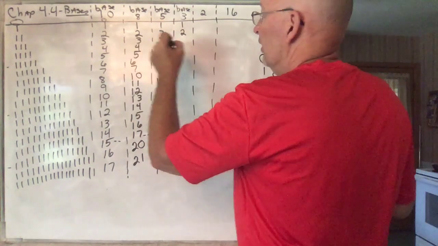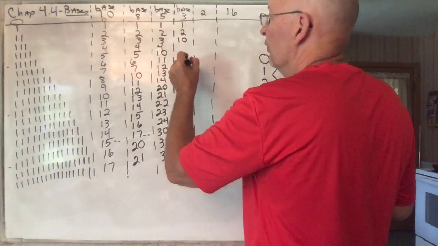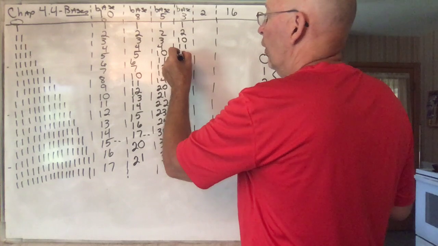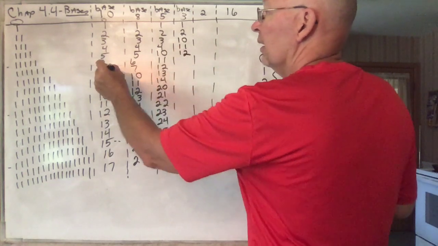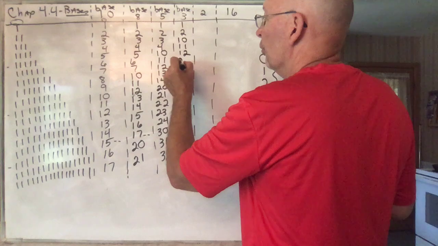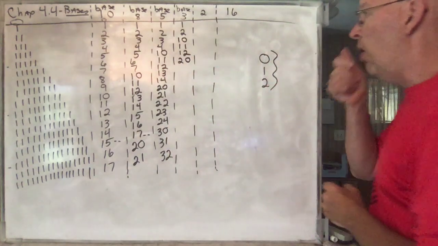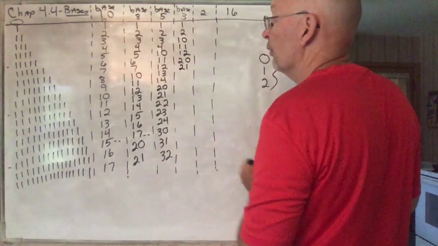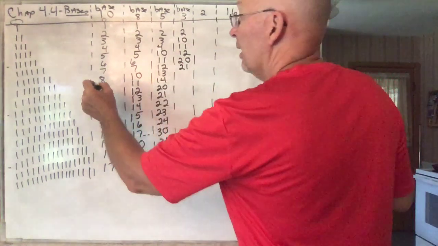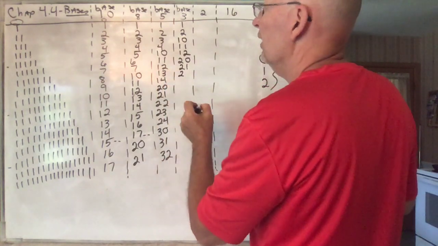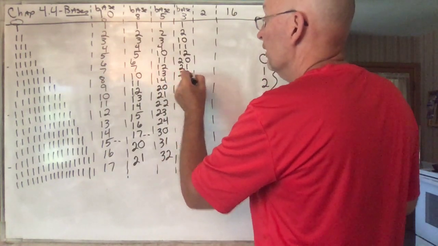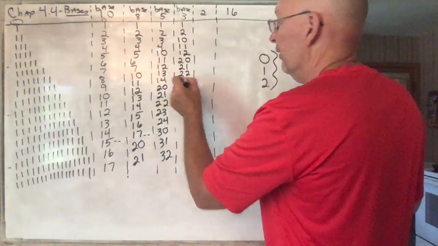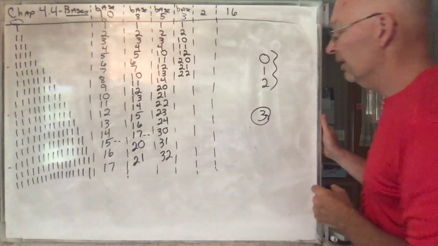So by the time we get to 3, we're at one group of 3 with none left over, one group of 3 with 1 left over, one group of 3 with 2 left over. By the time we get to 6, we're at 2 groups of 3 with none left over. So there's 6. Here's 7, which is 2 groups of 3 with 1 left over. 8 is 2 groups of 3 with 2 left over. And by the time we get to 9, now what do we do? I can't say 3 groups of 3 because we don't have this symbol.